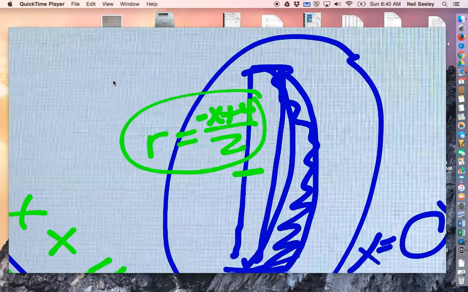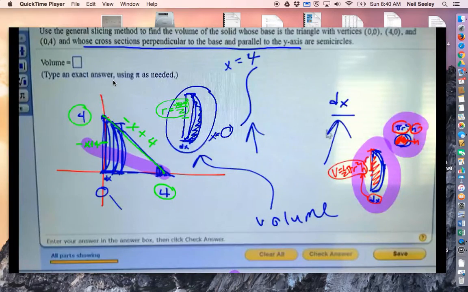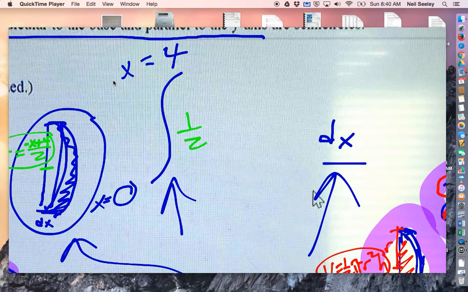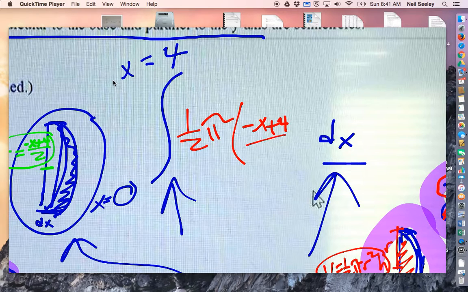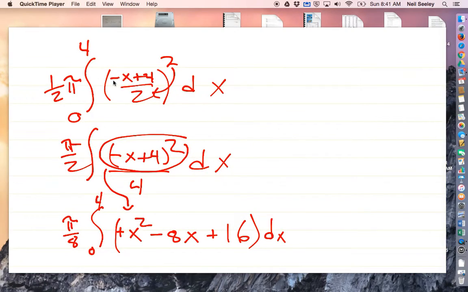Okay, so that goes into our equation. Ultimately, we integrate the volume of one slice, so it's 1/2 pi r squared, and dx is our h. Instead of r squared, we're going to put in negative x plus 4 over 2, squared, because that's our radius of that one slice. That's the integral we're going to work with. Let's go to the next page, where I have some of this worked out.